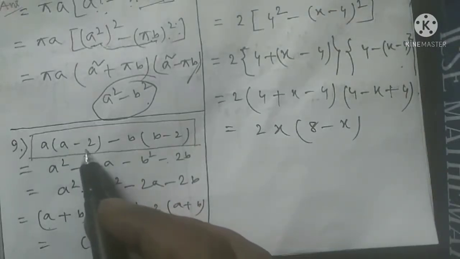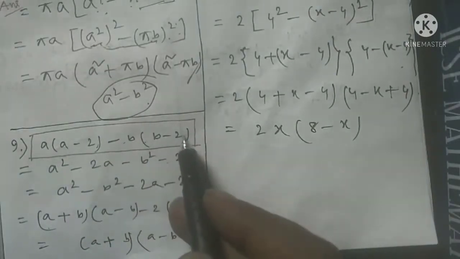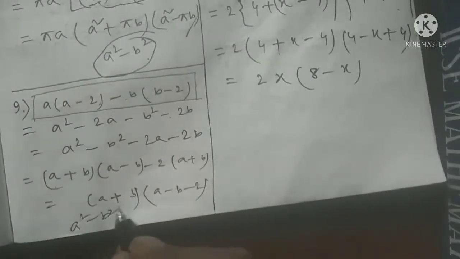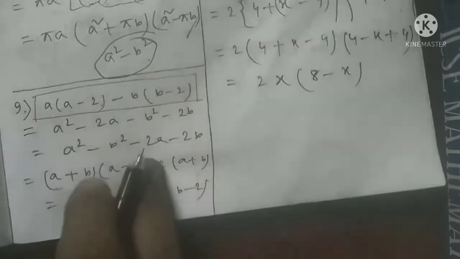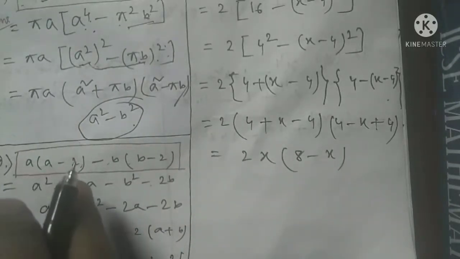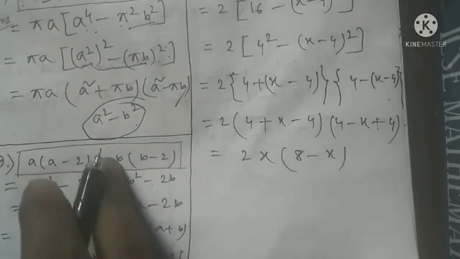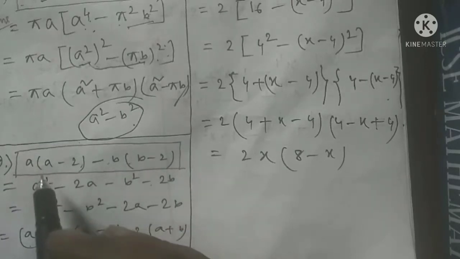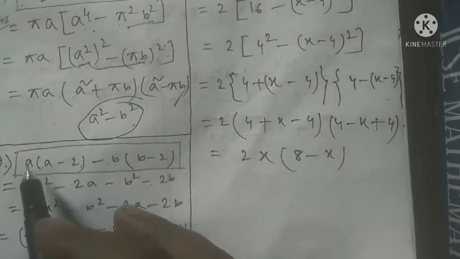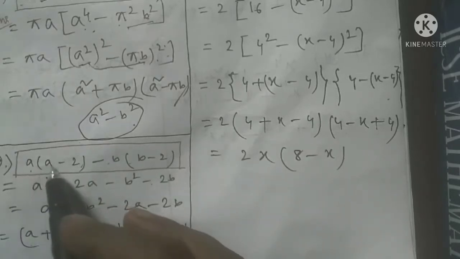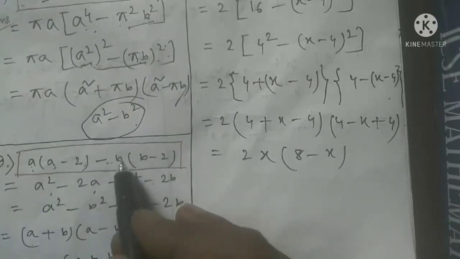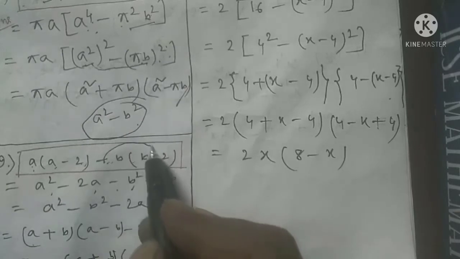Here a bracket a square minus 2 minus b bracket b minus 2. So my dear student, here the a square minus b square formula is not present; this form is not expressed. So you have to make the form in this expression. After that you can apply the formula. So you have to remove the bracket. If you remove the bracket, then you have to multiply a with both terms. That means a square, and a into 2, that is 2a. Here minus is there, and b square.